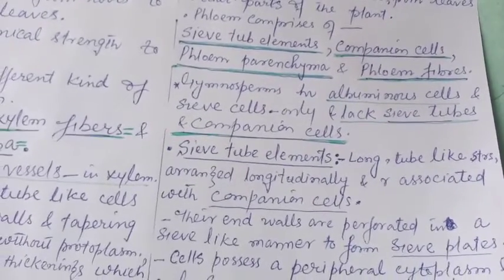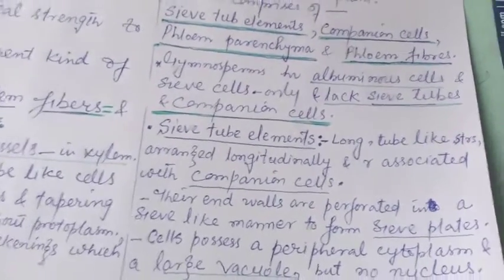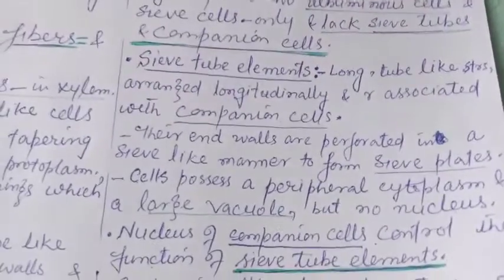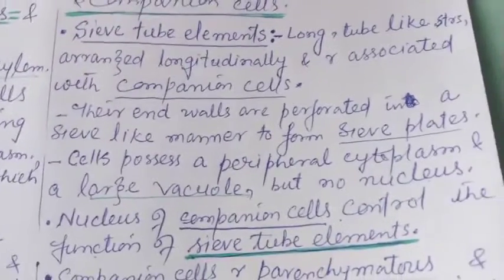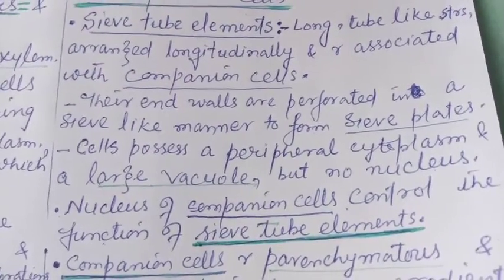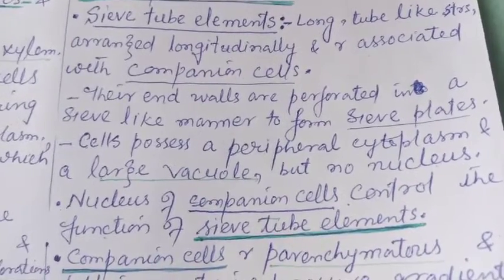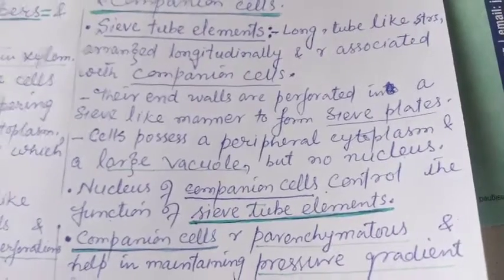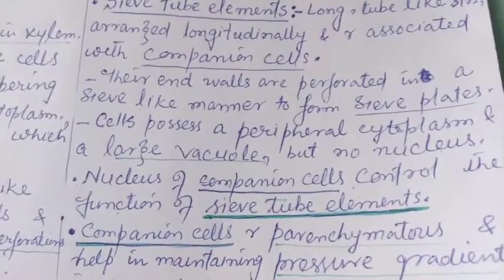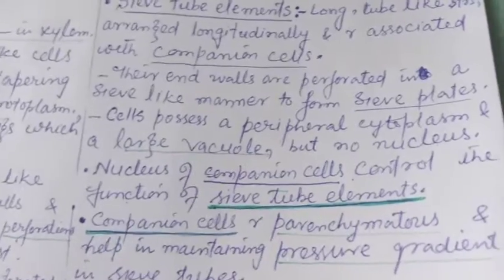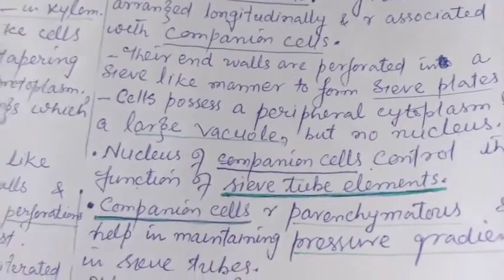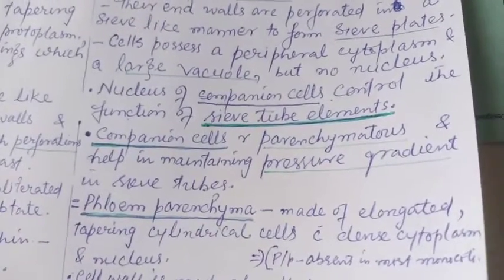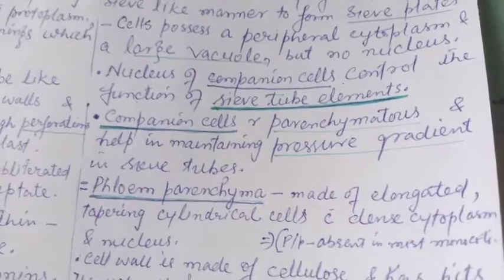Now the sieve tube elements. These are long tube-like structures arranged longitudinally and are associated with companion cells. Their end walls are perforated in a sieve-like manner to form sieve plates. Cells possess a peripheral cytoplasm and a large vacuole, but no nucleus. In fact, the nucleus of the companion cells controls the function of sieve tube elements. Now the second one, the companion cells. These are parenchymatous and help in maintaining pressure gradient in the sieve tubes.